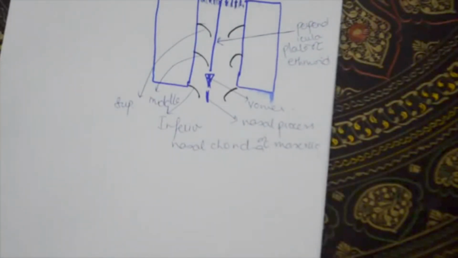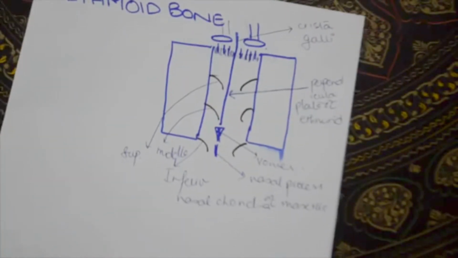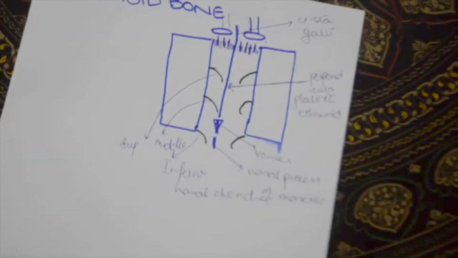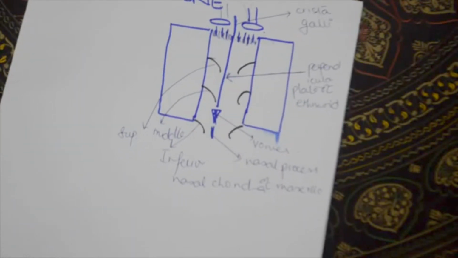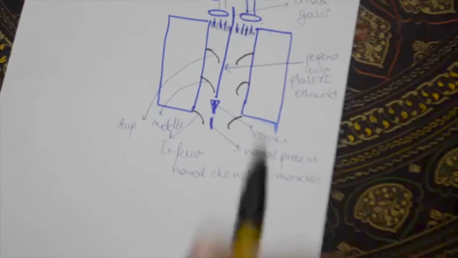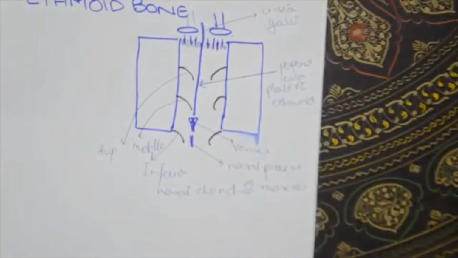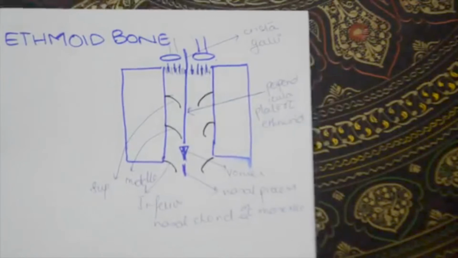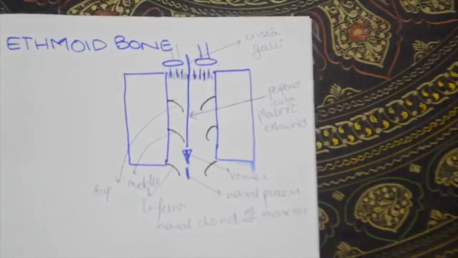Now the question which is left is what is this rectangular part that I haven't explained yet? Let's just leave it for later. I'll explain it then, like in a minute or two. Crista galli are in the anterior cranial fossa. Olfactory nerve fibers pass through the cribriform plate, and cribriform plate makes the floor of the anterior cranial fossa.